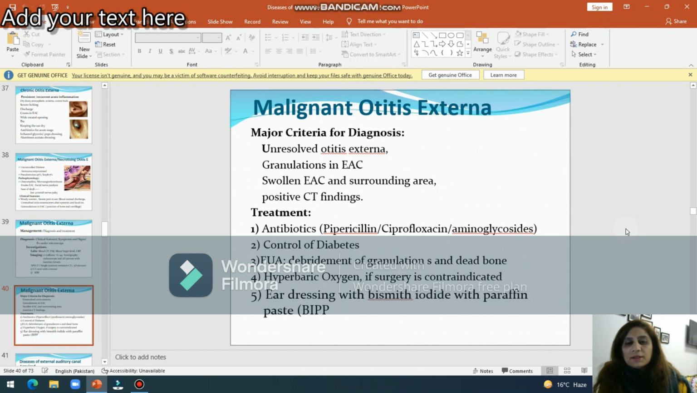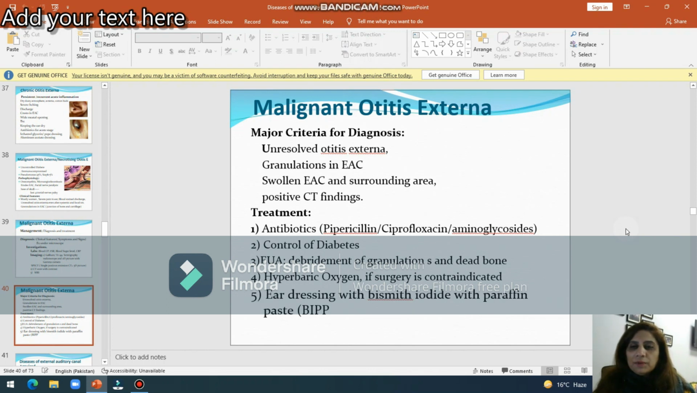There is dead necrotic tissue, and due to this dead necrotic tissue, antibiotics cannot penetrate into the deeper tissue. So we will debride the tissue. This is called debridement of the necrotic tissue. We will remove the granulations and we will remove the dead bone. Sometimes, if surgery is contraindicated, we can give hyperbaric oxygen to improve wound healing. Then an ear dressing dipped in bismuth iodide can be applied in the ear.